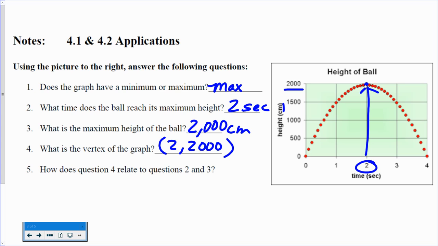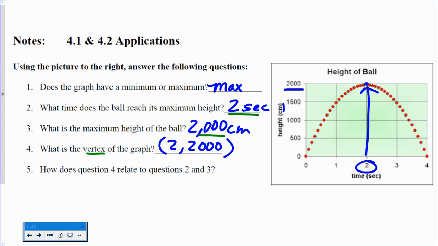Well, question 4 asked me for the vertex, and you found the x-coordinate of the vertex and the y-coordinate of the vertex in problems 2 and 3. So you can write this out, but it's really more of a discussion point in class at how they relate, because what you're going to see in your word problems is they're going to ask you questions like, what time does the ball reach its maximum height? And you'll need to figure out that means they're asking for the x-coordinate of my vertex.